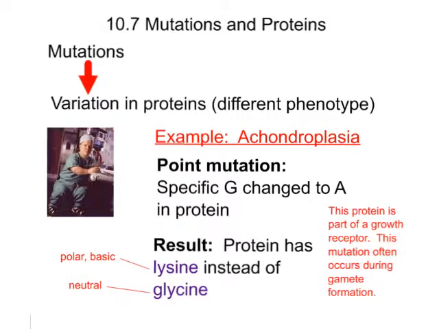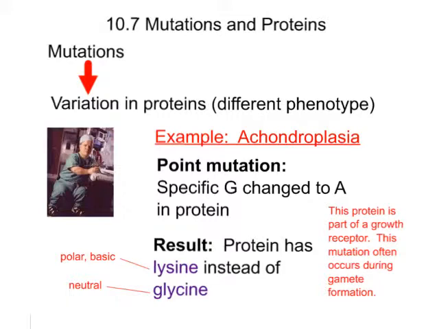Welcome back, and today we're talking about mutations and proteins as part of the process of gene expression. We'll get to that in just a minute, but as a quick review, remember that mutations can lead to variation in proteins, which is actually the different phenotype. When we have a different protein, that is the beginning level of a change in the phenotype.